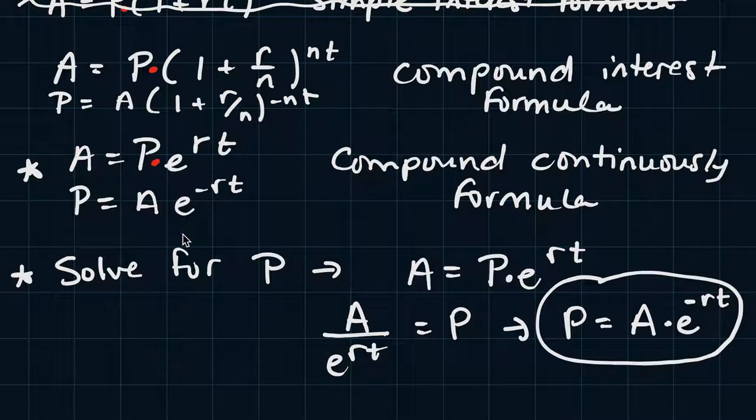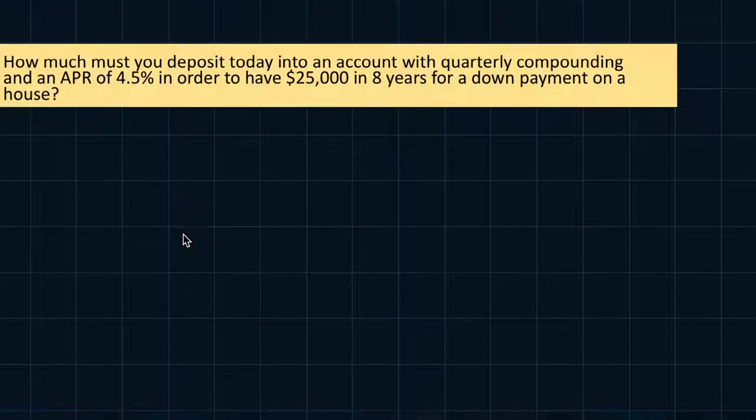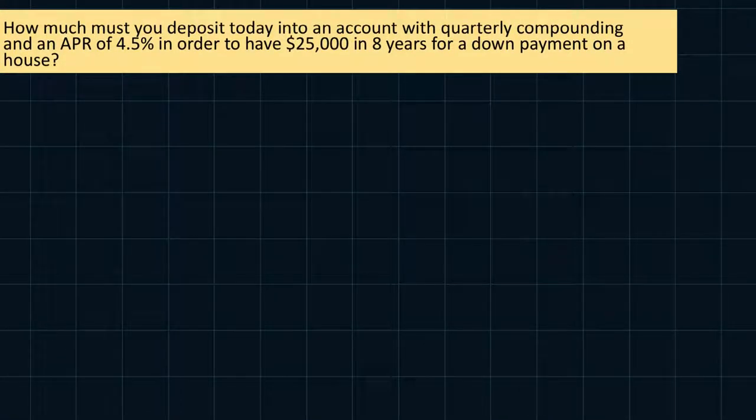So let's look at our first problem. It says, how much must you deposit today into an account with quarterly compounding, an APR of 4.5%, in order to have $25,000 in 8 years for a down payment on a house? We need to break this problem up, see what important information we can find from it.